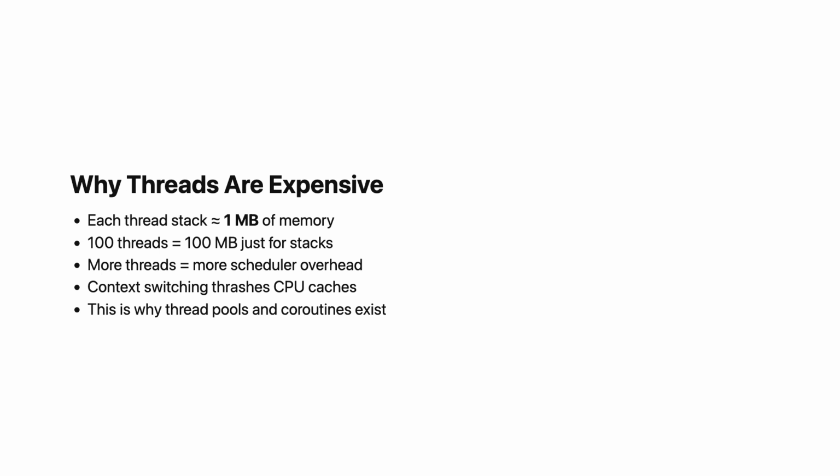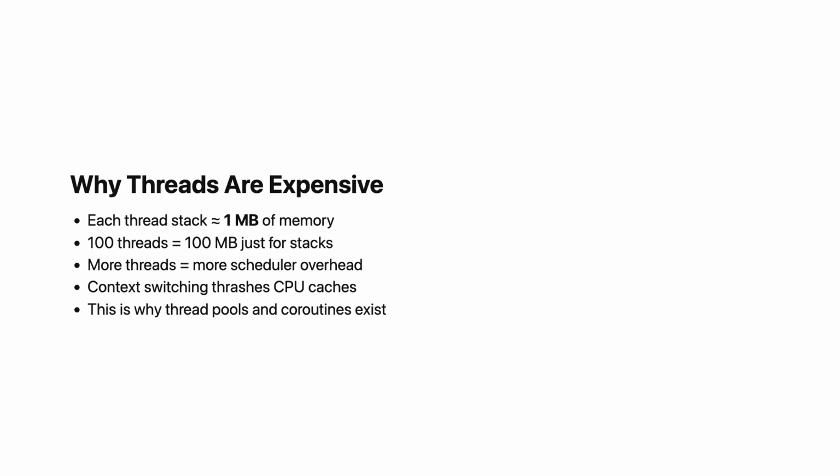The old pattern of new thread, passing a runnable, calling start, was fine for simple cases, but it does not scale. Thread pools exist because creating and destroying threads on demand is wasteful, and coroutines exist partly because they can achieve concurrency without needing one thread per concurrent task.